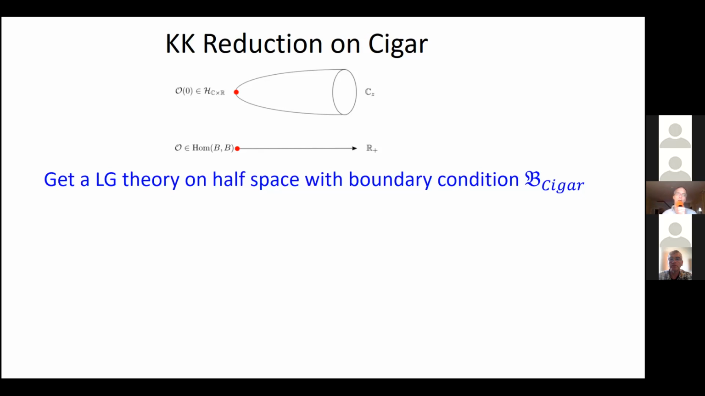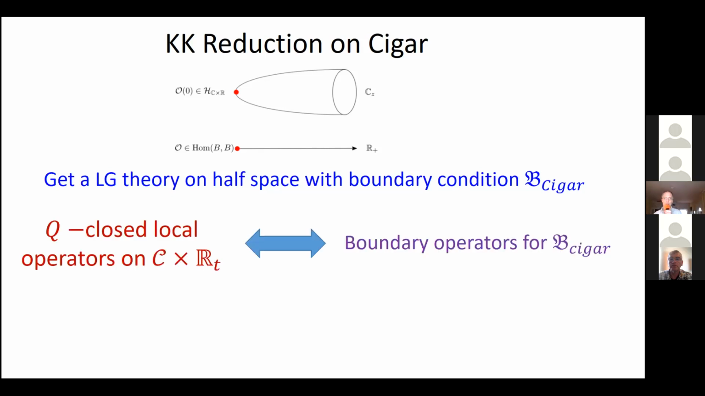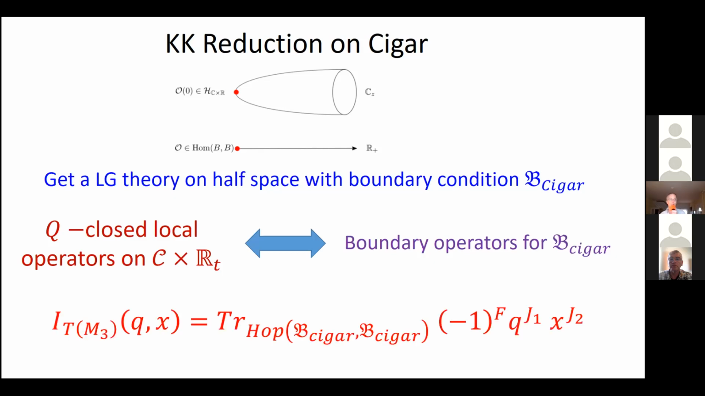Because the U1 isometry has a fixed point at the tip of the cigar, that 1 plus 1-dimensional theory is only valued on a half line, so there's a boundary condition, which for the moment I'll call B cigar. The Q-closed local operators in the three-dimensional theory turn out to be the boundary operators for that brane B cigar. If you work this through, you find that this character-valued Witten index is nothing but the character of the Hom space of the B cigar to itself. J1 and J2 are some global symmetries of this theory with the cigar. So we can think of this three-dimensional character-valued Witten index as the character of the Hom space of the cigar. Now, what is this Landau-Ginzburg theory?